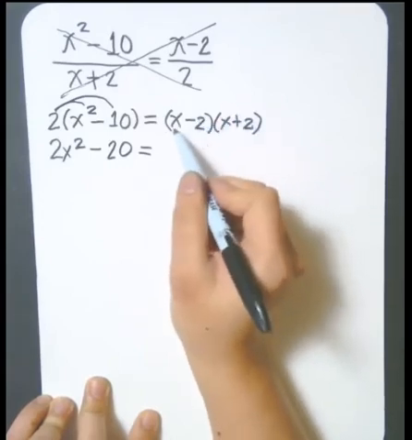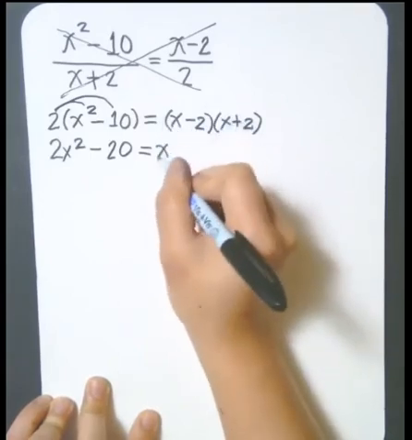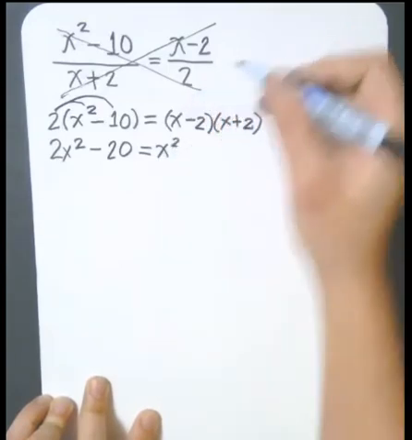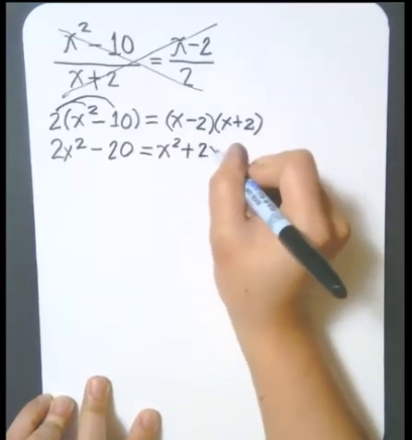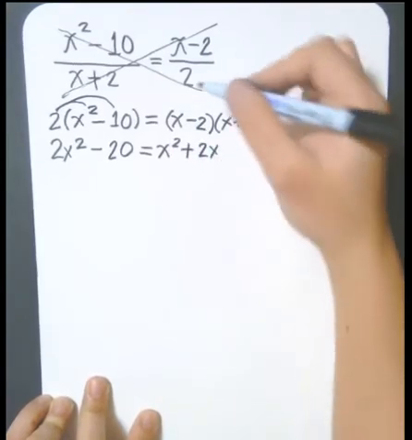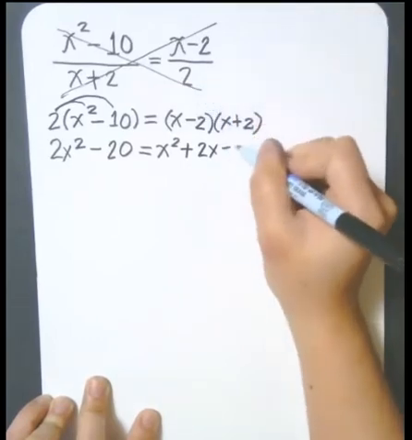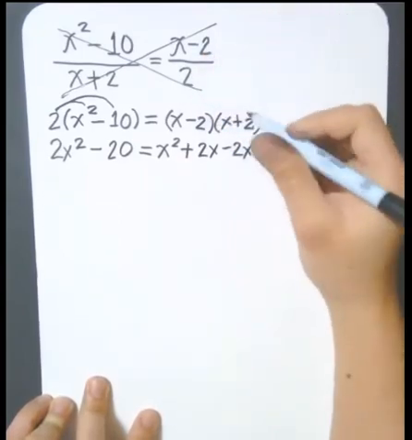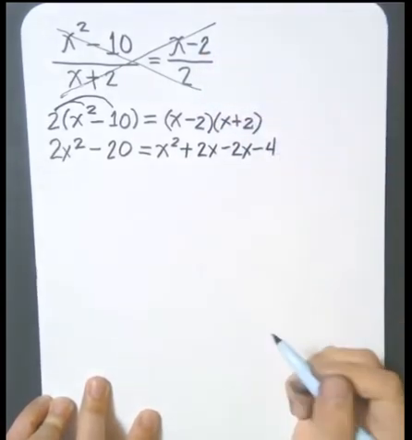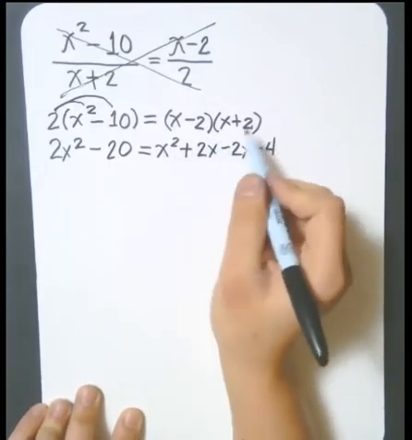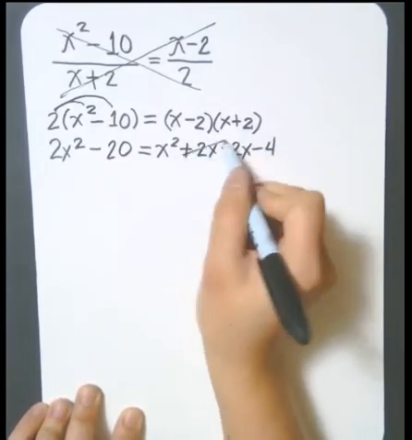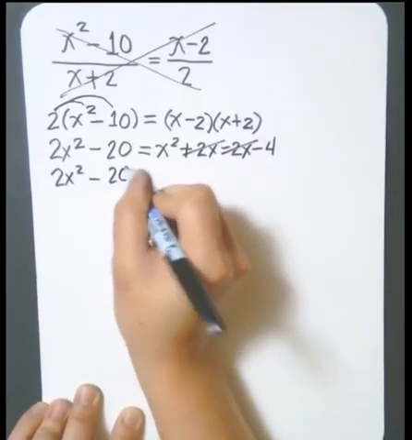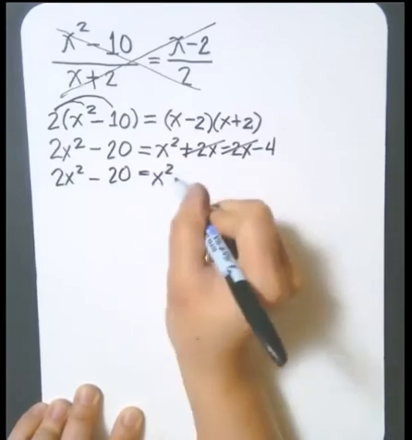First terms, x times x is x squared. Outer terms, 2 times x is positive 2x. Inner terms, negative 2 times x is negative 2x. Last terms, negative 2 times positive 2 is negative 4. Then we combine our like terms here. Positive 2x minus 2x is equal to 0. Therefore, we have x squared minus 4.